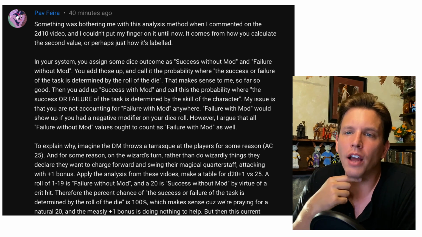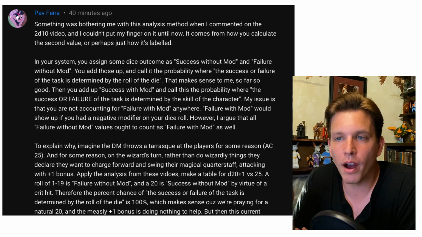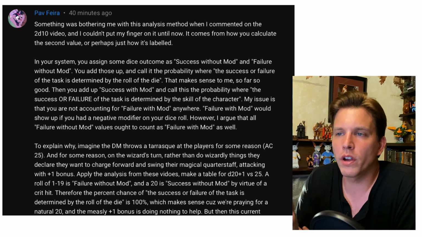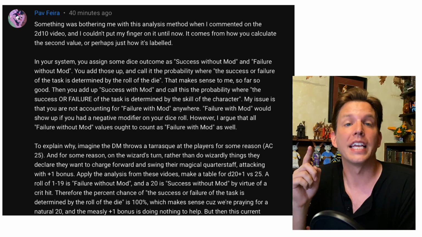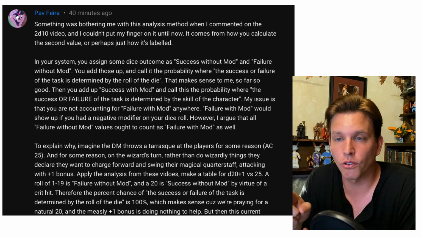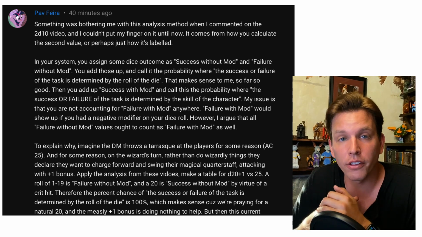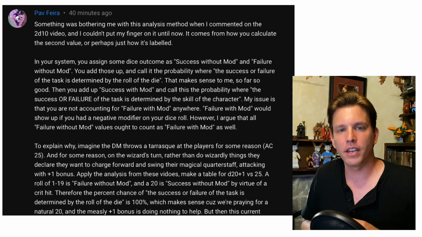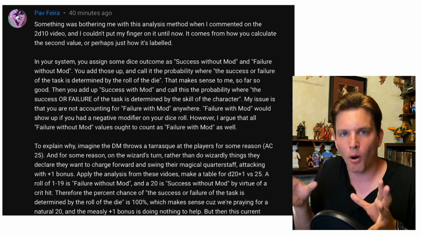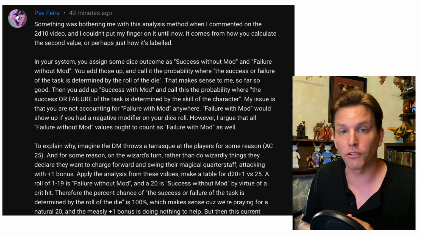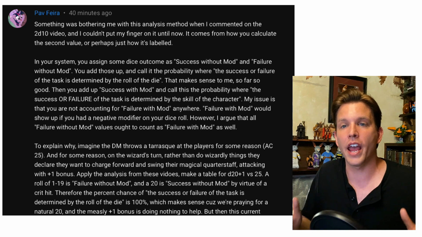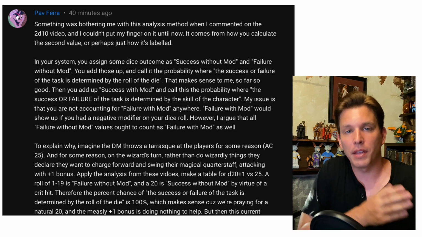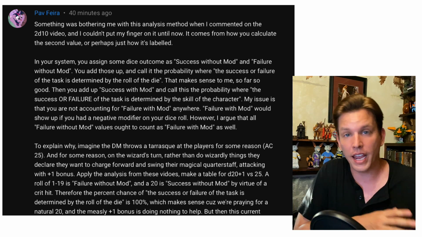"My issue is that you're not accounting for the failure with modification anywhere. Failure with modification would show up if you had a negative modifier on your dice roll." Yes, exactly. That's absolutely true. And I had this discussion with another person saying what would happen if your modifier, the part of your character, either because of your proficiency or more likely your attribute modifier, was negative. Well, then you would have failure because of the skill of the character. It's just negative going forward.